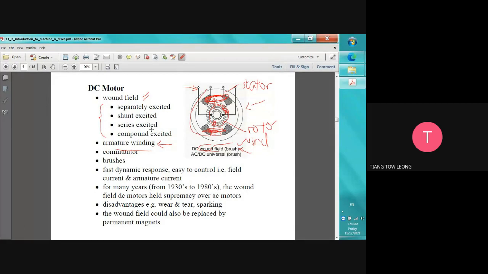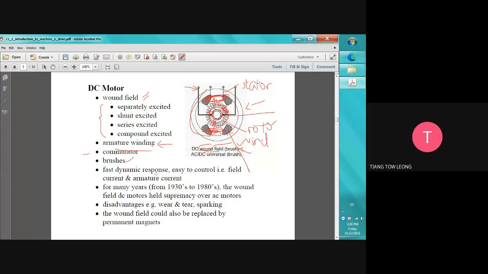It's not to excite it so that it interacts with the armature. No. So this one is the armature winding. This one is the armature. Inside is the excitation. Excitation is something like we want to make the two fields interact so that it can make some movement. Then we have a commutator. This is a commutator. Brushes. This black one is the brushes.